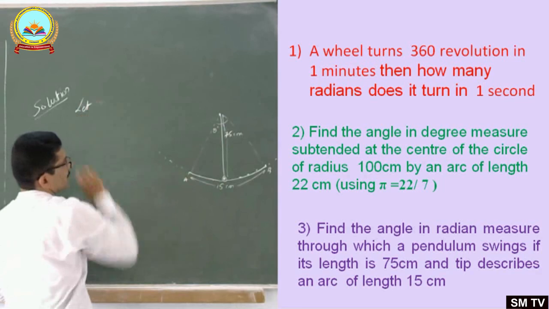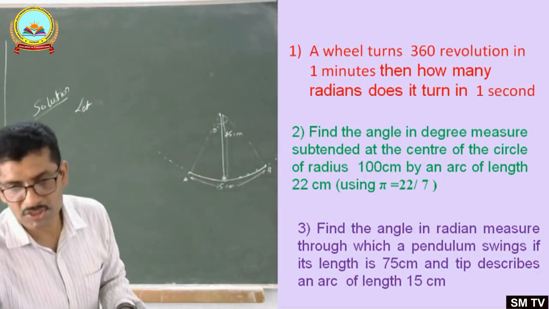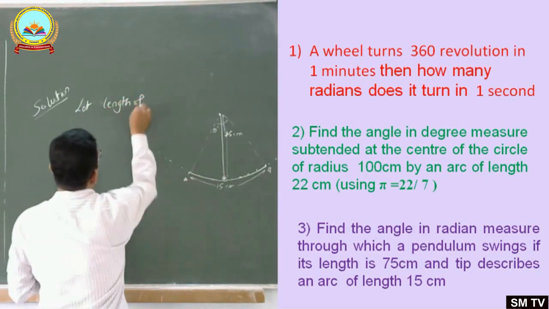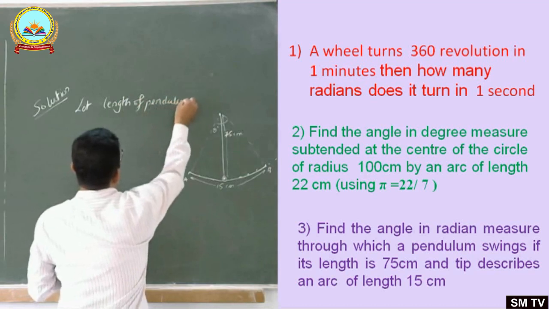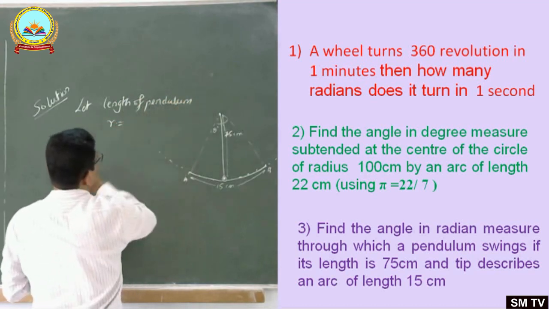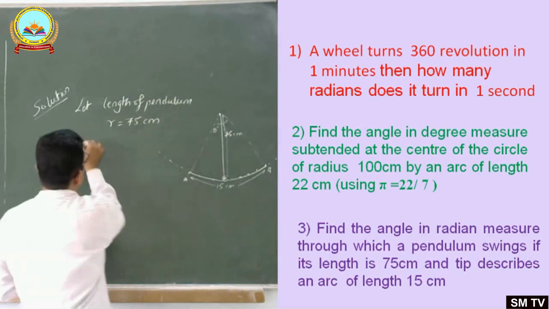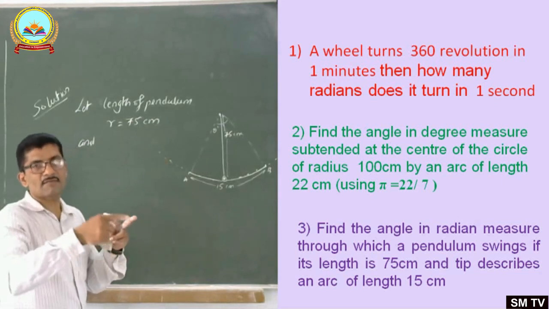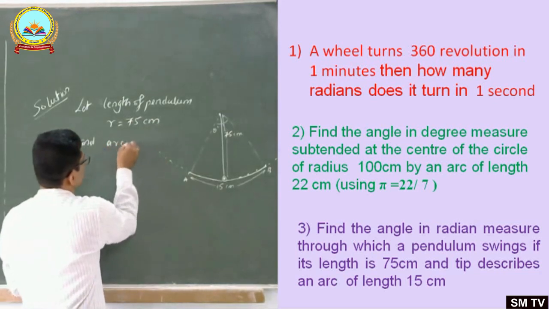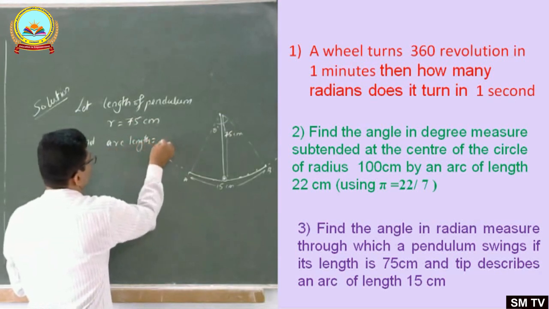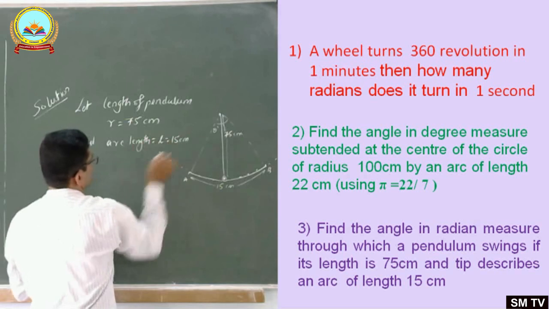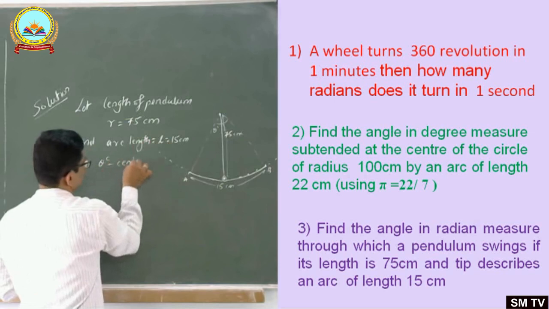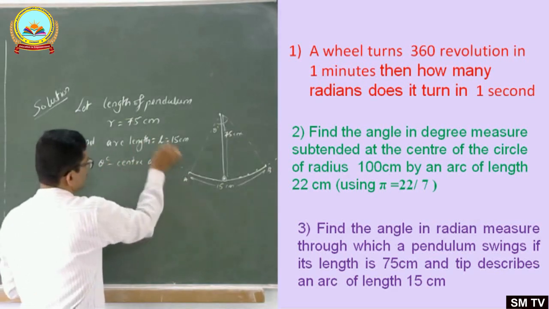Here also let us assume the length of the pendulum is the radius. The length of the pendulum is the radius, R equal to 75 centimeters. The pendulum swings and describes an arc of length 15 centimeters, so this is the arc length, 15 centimeters. Assume the central angle is theta radians.